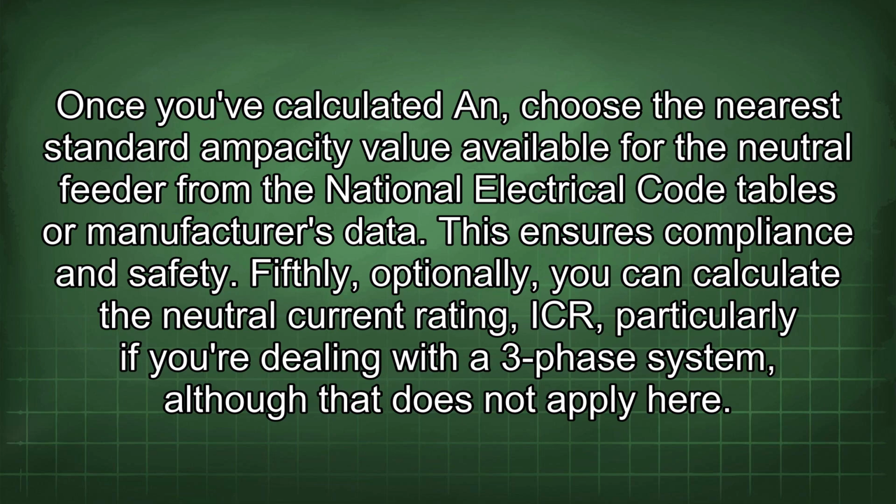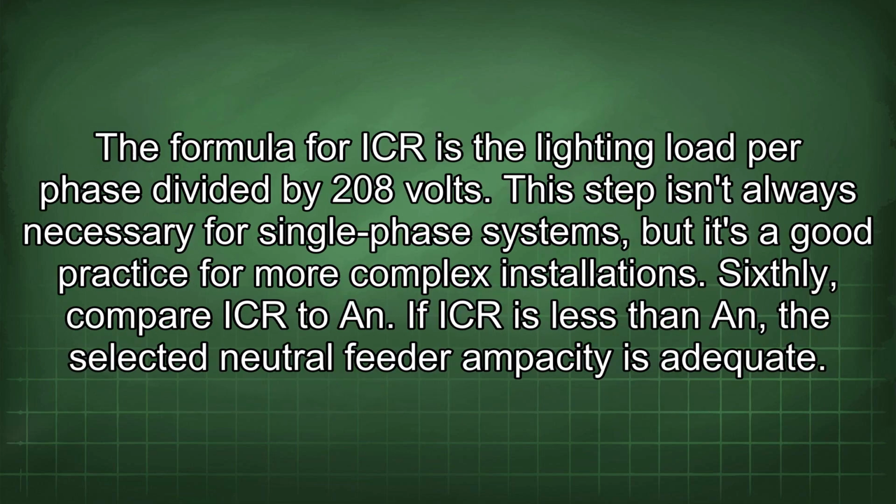Fifthly, optionally, you can calculate the neutral current rating, ICR, particularly if you're dealing with a three-phase system, although that does not apply here. The formula for ICR is the lighting load per phase divided by 208 volts. This step isn't always necessary for single-phase systems, but it's a good practice for more complex installations.